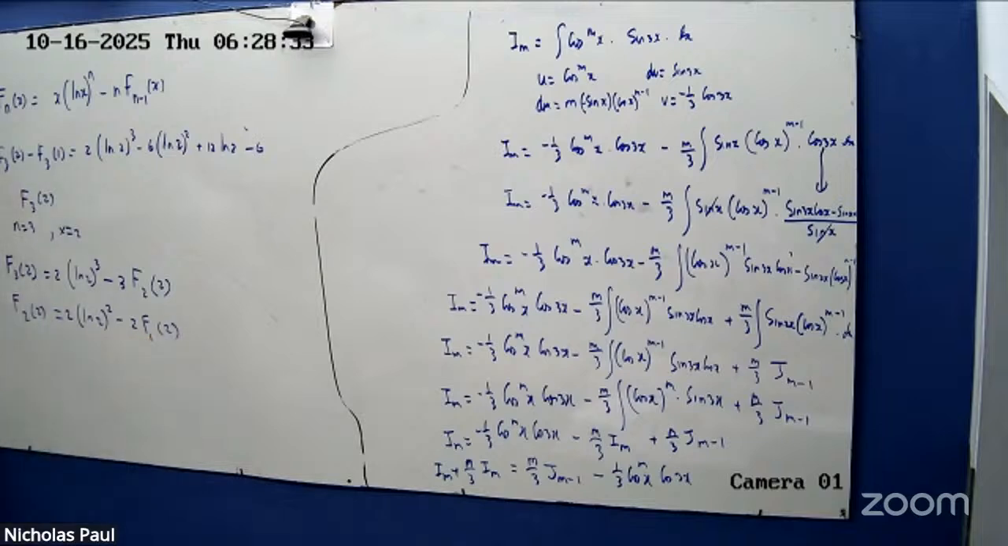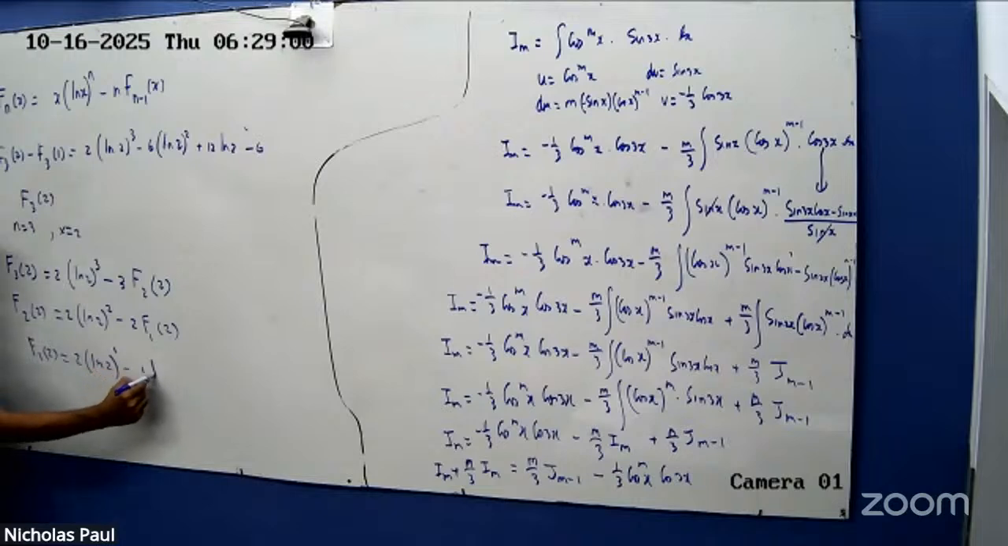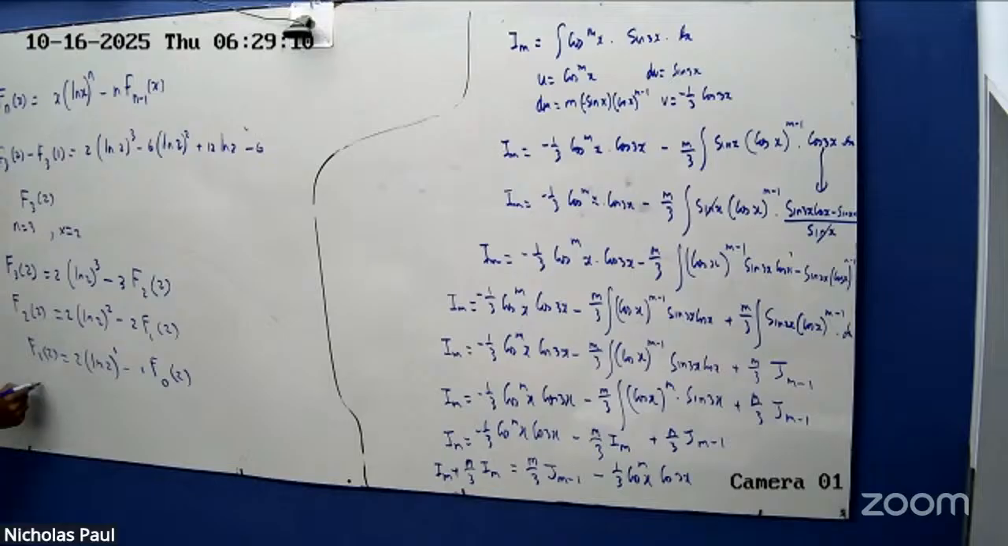What do I have to find next? Darian, what's the next step? What do I have to find? F of 1, 2, right? So F of 1, 2 is what? Just be careful earlier. N is now 1, right? So that'll be 2 ln 2 to the 1 minus 1 times F of 0, 2. What is F of 0, 2? Anything to the power 0 is 1. What's the next step? Plugging it in here, and then here, and then here.